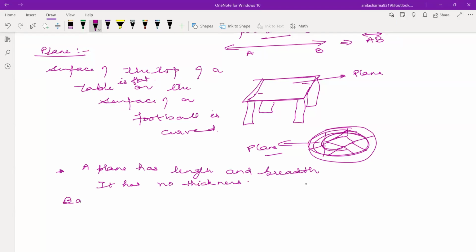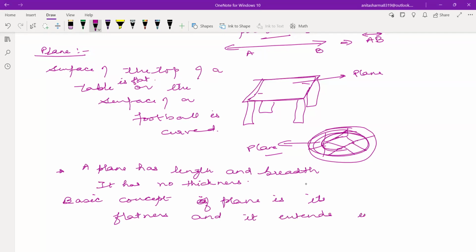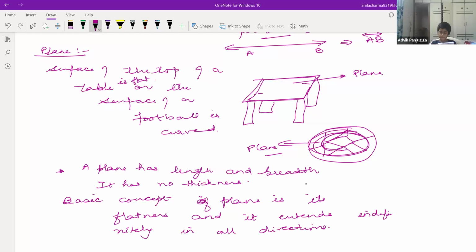So the basic concept of a plane is its flatness, and it extends indefinitely in all directions. Fine, beta? Please note this.